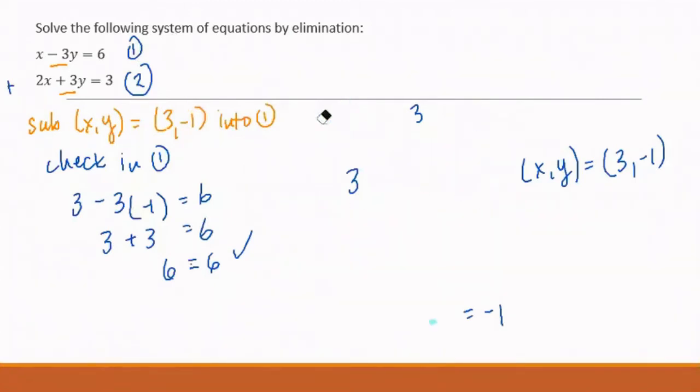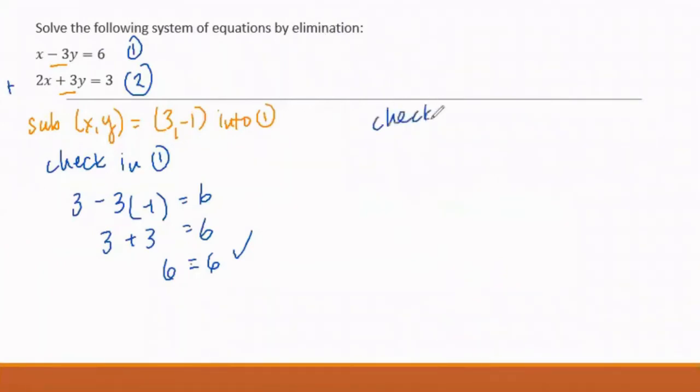It's absolutely possible that we did one step correctly and then made an error. So I do want to make sure I check in both. So we've checked it in equation 1. I want to now make sure I also check it in equation 2.